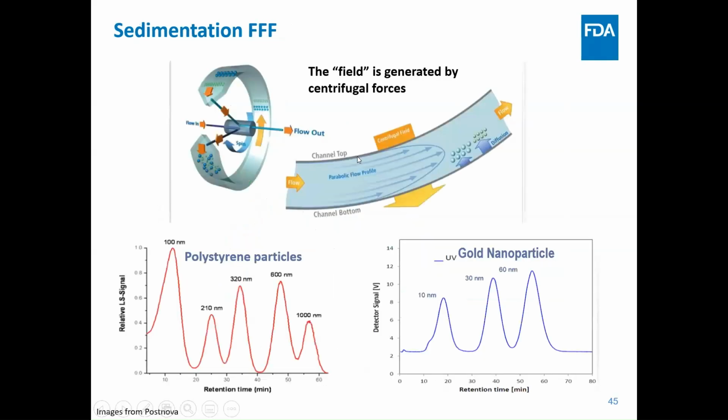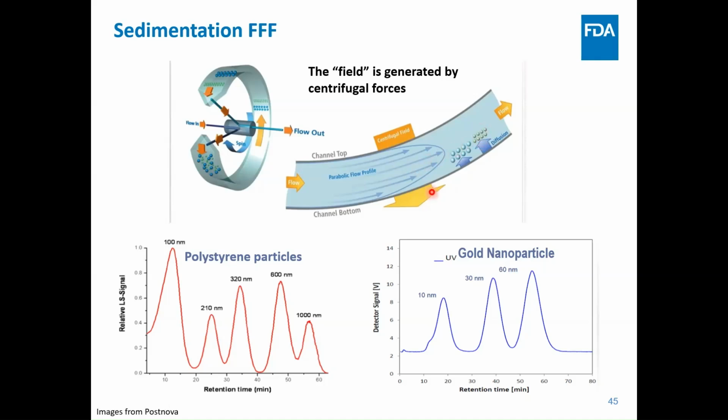So next one is called the sedimentation FFF. For this one we don't have a flash-shaped channel. Instead, there's a ribbon-like channel folded into a circular shape. They will rotate around a rotor, and the field is generated by the centrifugal force. So in this case, heavier or denser particles under this field will stay at the outer layer of the channel, and the smaller particles will stay relatively closer to the center of the channel.